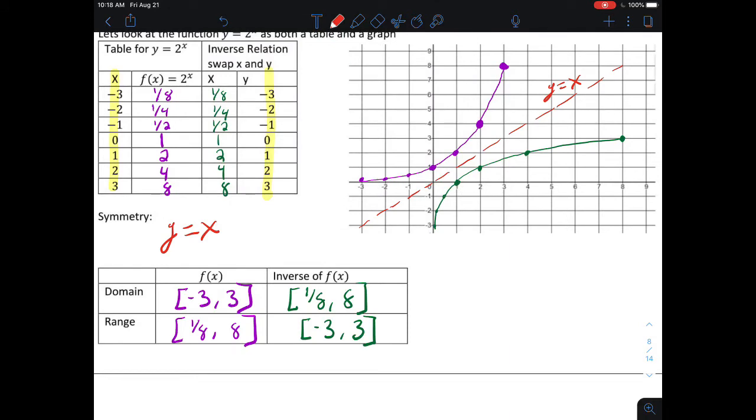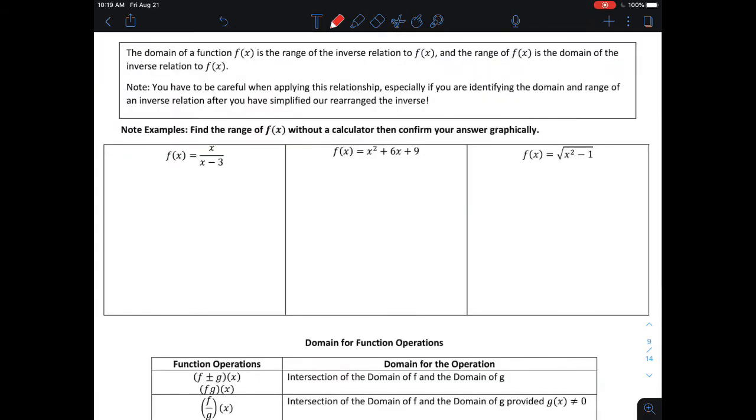And if you look at the relationship that exists between the domain of the function and the range of the inverse, the domain of the function of x became the range of the inverse, and likewise the range of f of x is the same as the domain of the inverse function. Okay, so now we want to use that relationship to help us find the range of a function without actually having a graph to look at or using a calculator. And so that relationship where the range of f of x is equivalent to the domain of the inverse function is going to become very useful for us in order to do this.